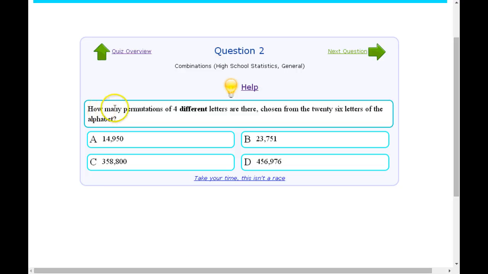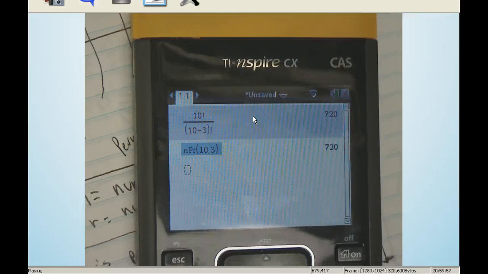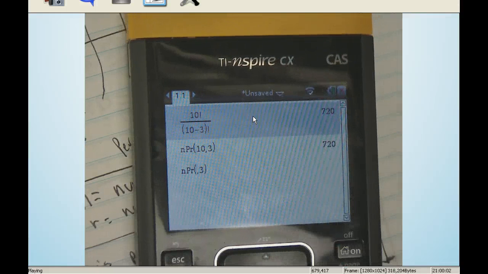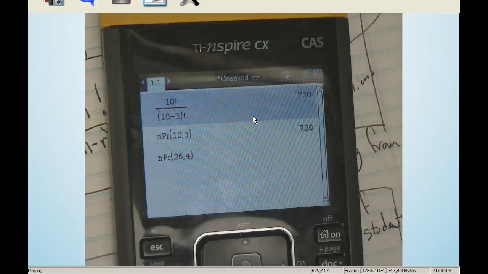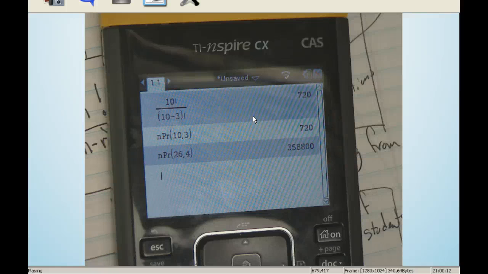Now it tells me again it's permutations. We have 4 different letters chosen from the 26. So n is 26 and r is 4. That's pretty simple. I just use my calculator, bring that down, highlight, and change it. I'm choosing from 26 letters, and I'm going to pick 4 of them. It told me it's looking for permutations and doesn't allow repetition. If I just plug it in, I get 358,800.